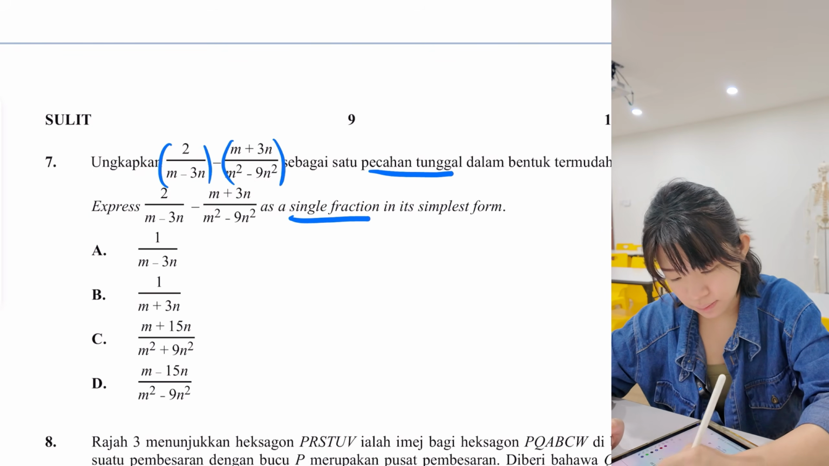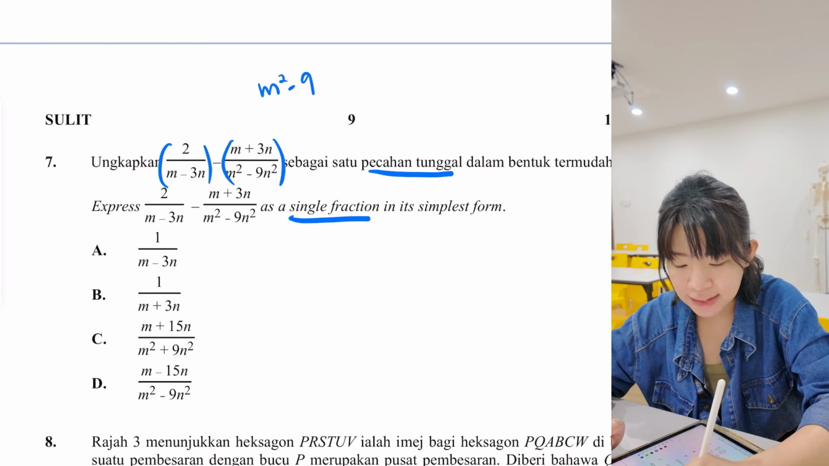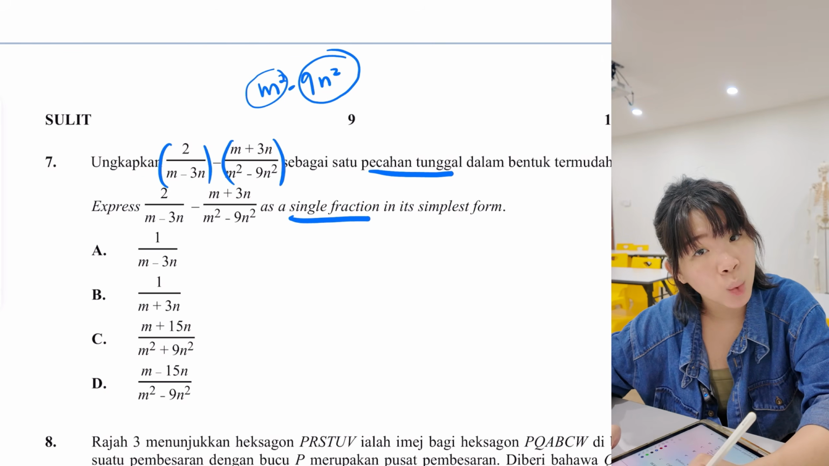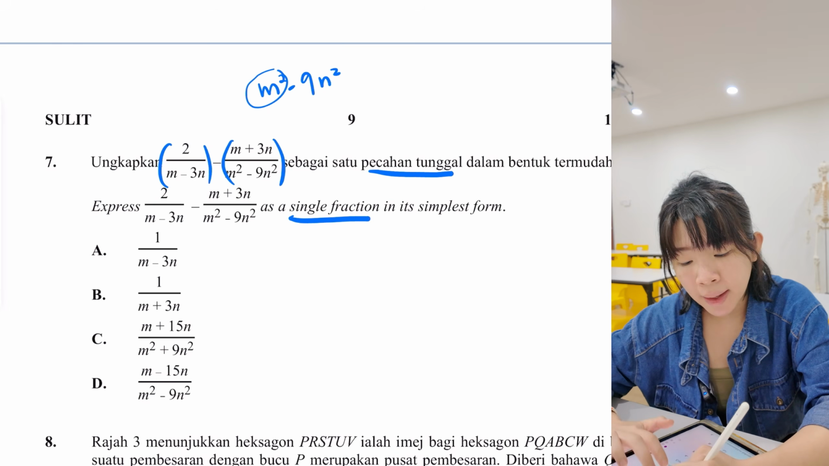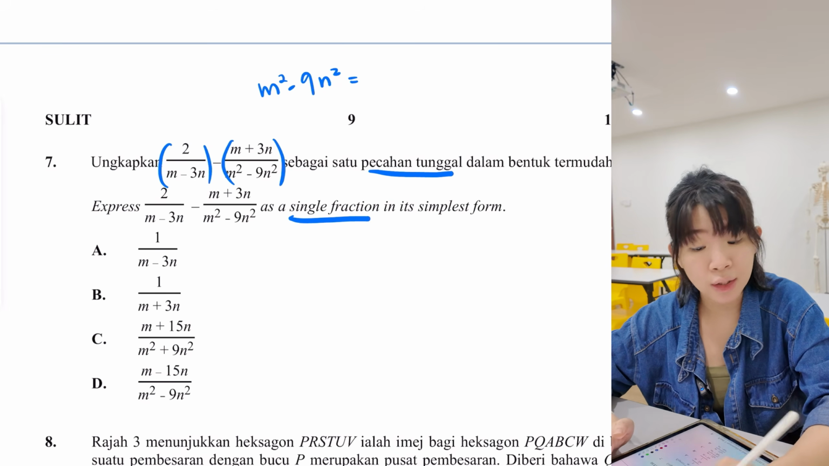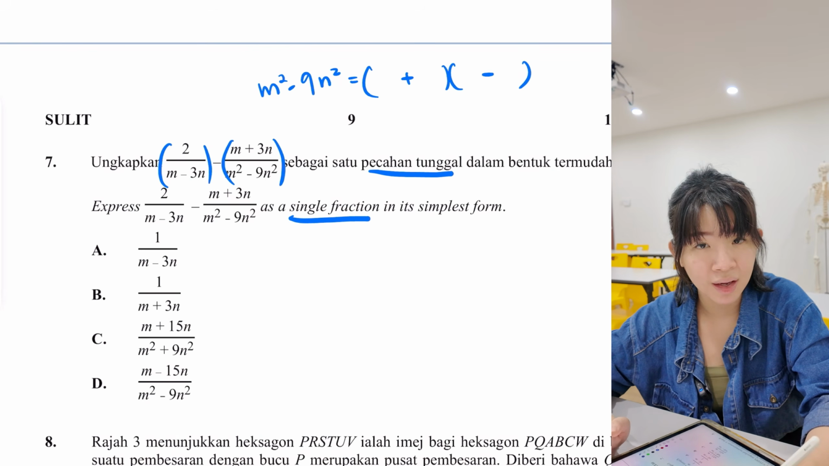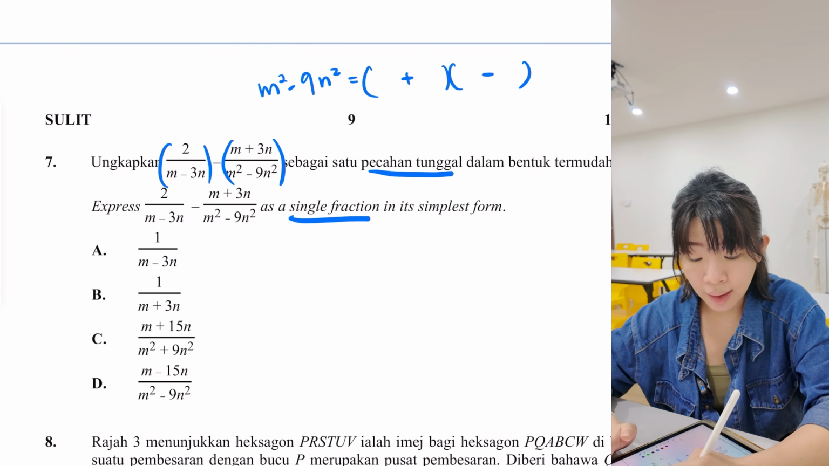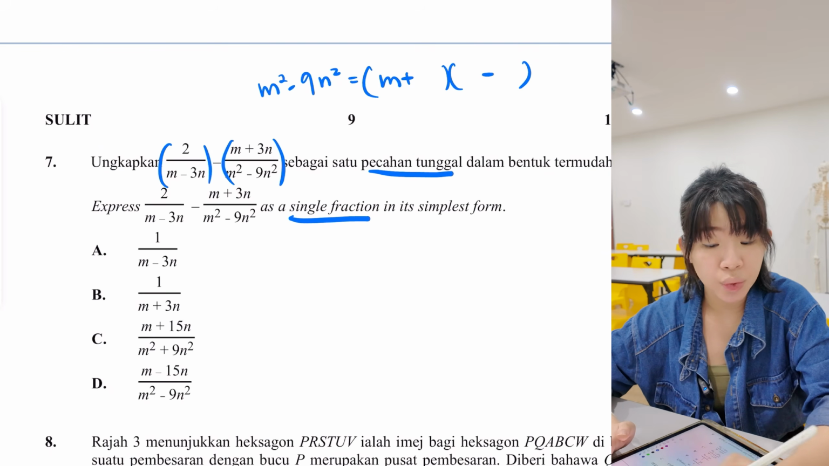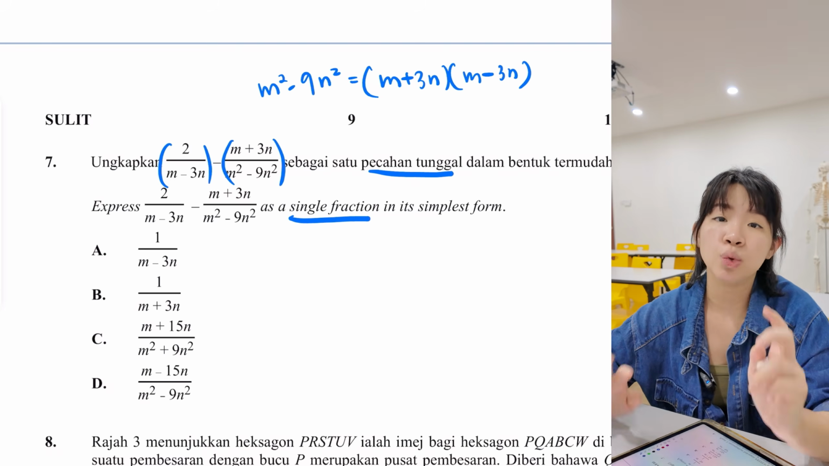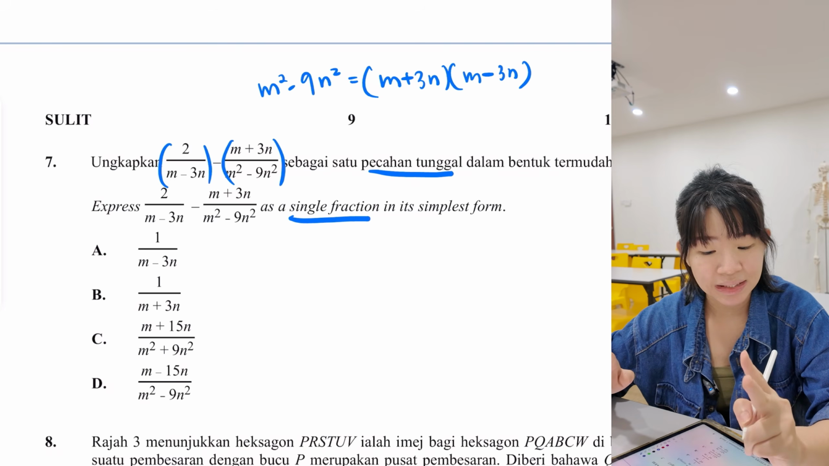Okay, so this one, m square minus 9n square. These two terms are actually perfect squares. Kuasa dua sempurna. Perfect square minus perfect square, we can always make it into 2 brackets, 1 plus 1 minus. Do you remember? Then we can separate them by writing m square, we write m, 9n square, we put 3n. m, 3n. So we can get 2 brackets, 1 plus 1 minus.